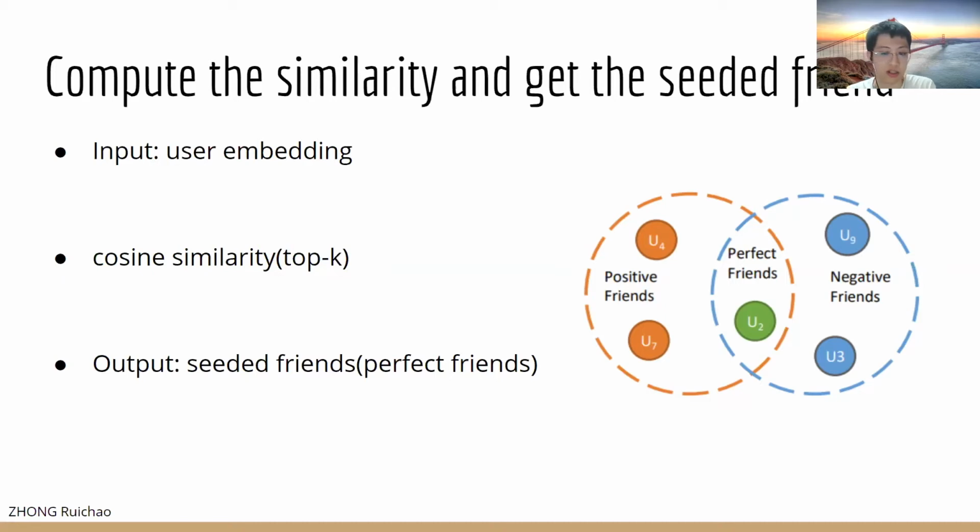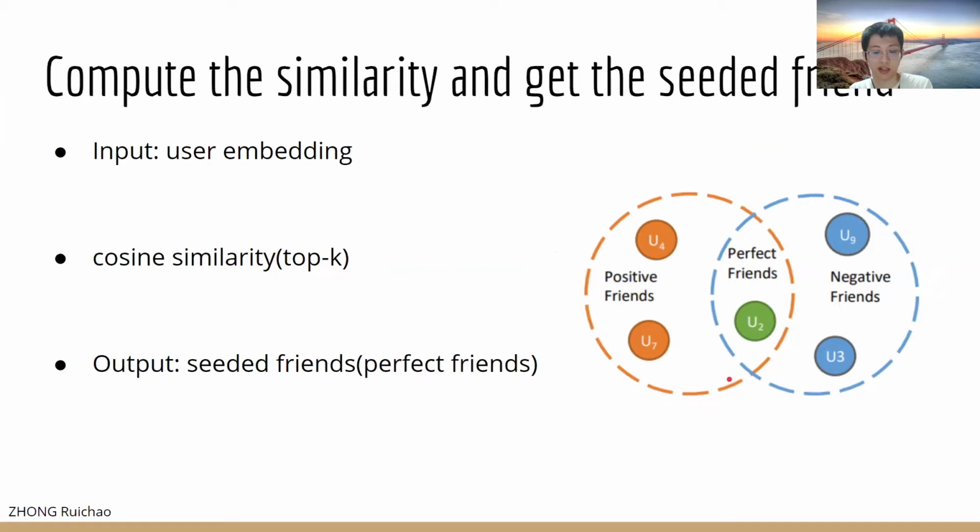We divide friends into three parts, which is shown here. In detail, we define the implicit friends who share similar positive preference with the current user as positive friends. The negative friends are the implicit friends who share similar negative preference with the current user.